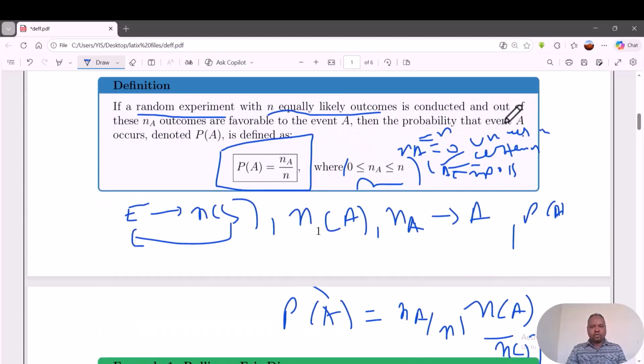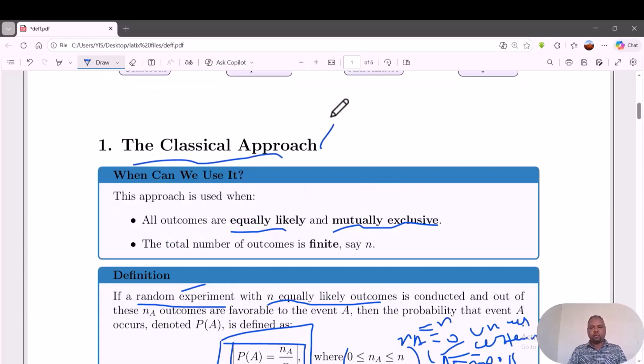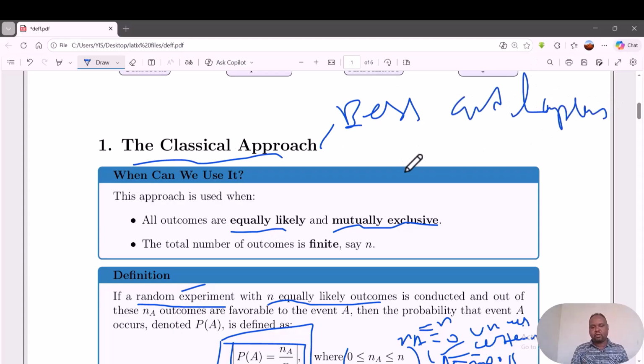But the focus of this session is defining the probability of A by n(A) over n, where n(A) is the number of outcomes favorable to the event A, whereas n is the number of outcomes in the sample space, where the sample space is generated from a random experiment. This classical approach was originally introduced by Bernoulli and Laplace, and this approach is the oldest and the simplest one.